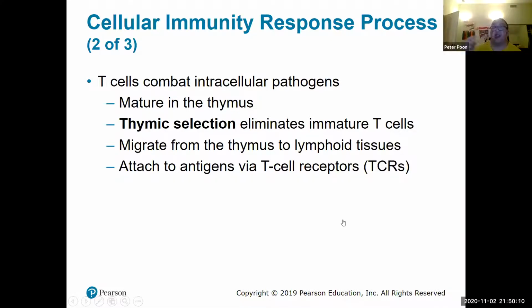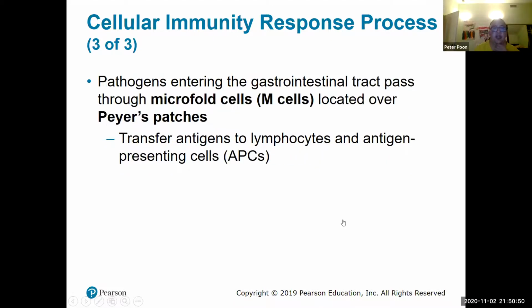That's called negative selection. And then the other thing is it doesn't pass the test if it binds things that are very weirdly shaped. That's positive selection. Very few T cells pass, something like 1 or 2 out of 100. If the T cell passes, that means it's going to be useful somewhere, so it migrates from the thymus to the lymphoid tissue, mostly the lymph nodes, and attaches to antigens via T cell receptors, or TCRs.